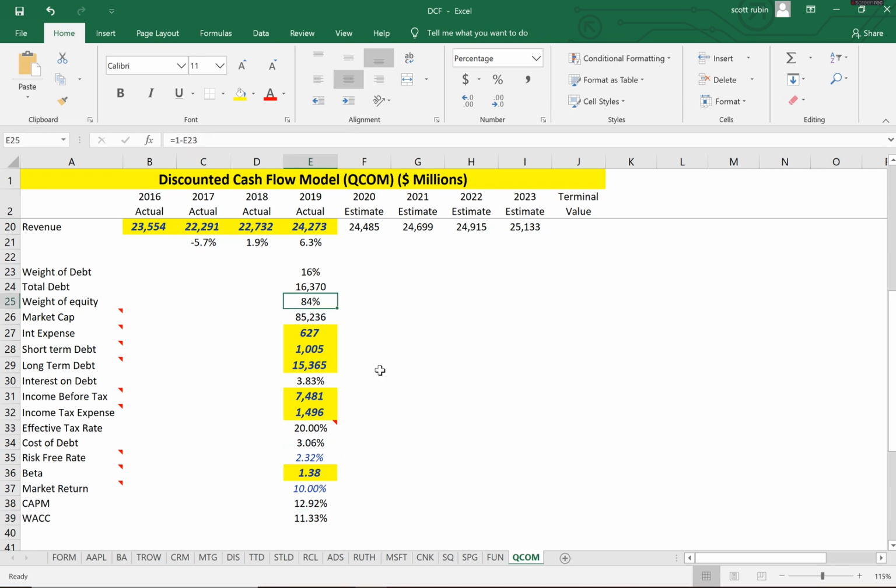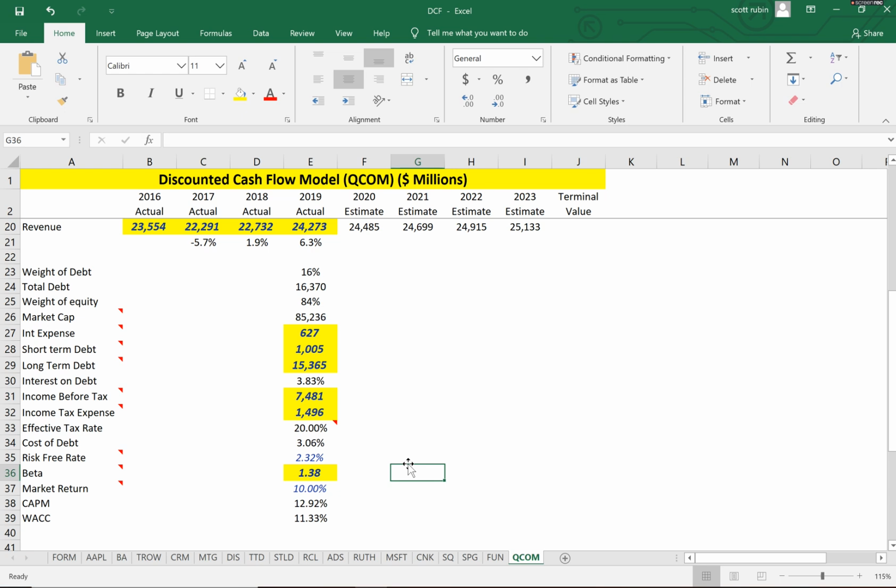So it's 84% of the capital structure is equity. You can see 84% equity because of the 85 billion of market cap, and 16% debt because it has about 16 billion of debt. So that's why the WACC is closer to the CAPM as opposed to closer to the interest on the debt.